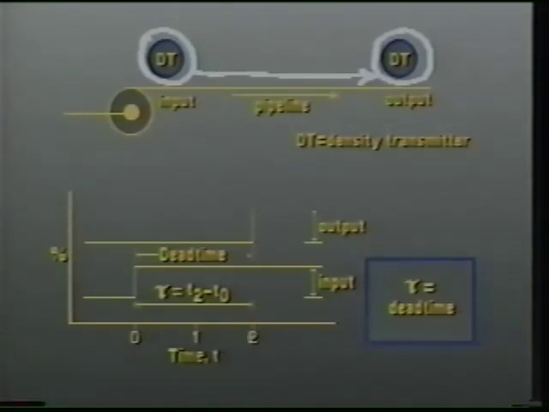If we chart this process and call the time of input change T sub O and the time of corresponding output change T sub 2, then the process dead time, which is designated as tau, will be T sub 2 minus T sub O.